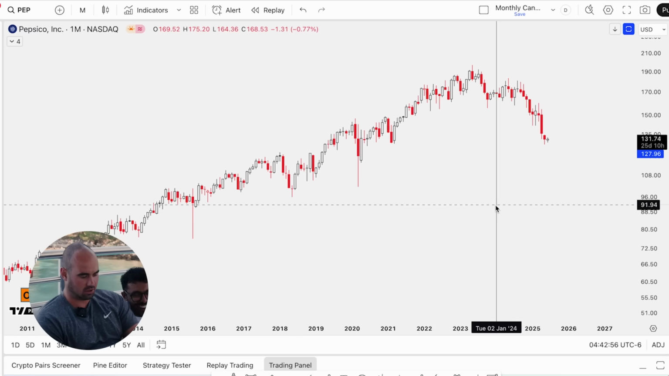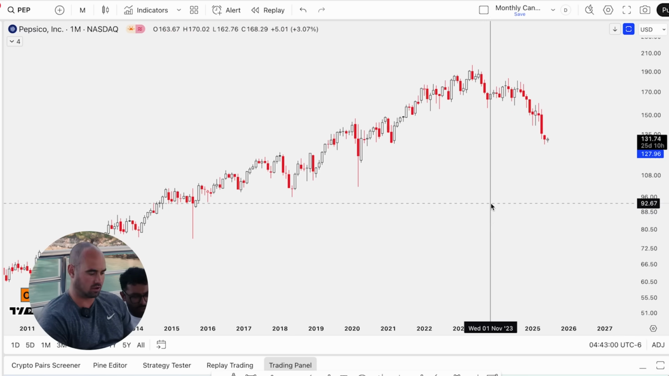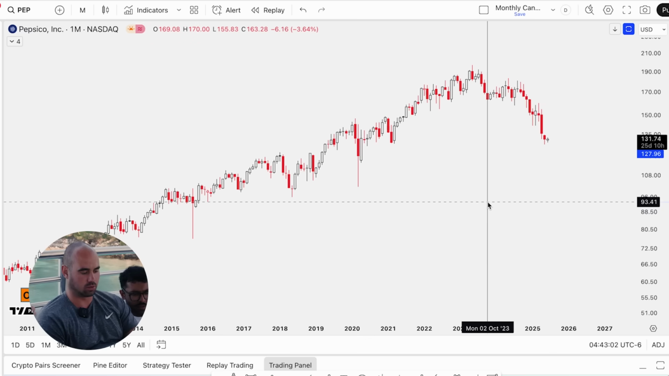So you want to know where's potential support as a function of the VWAP, right? Okay. So what's the most really important low here? Probably the big one right there.